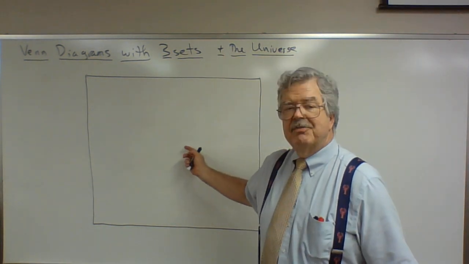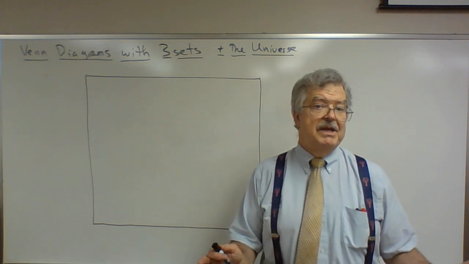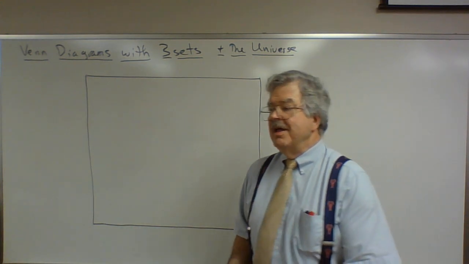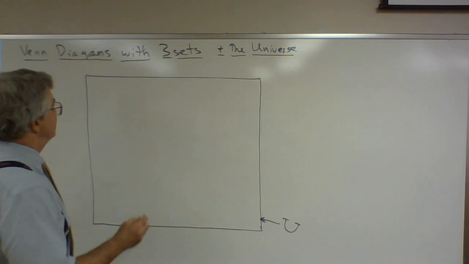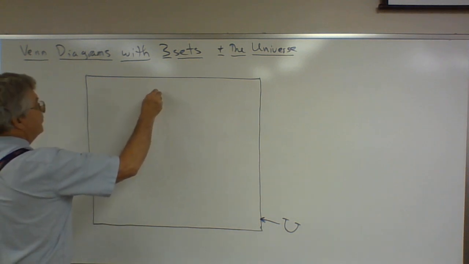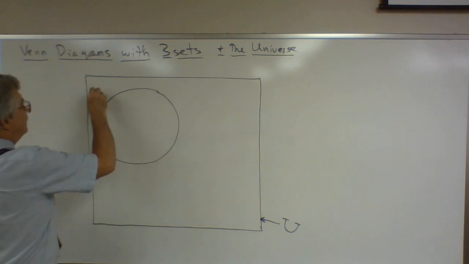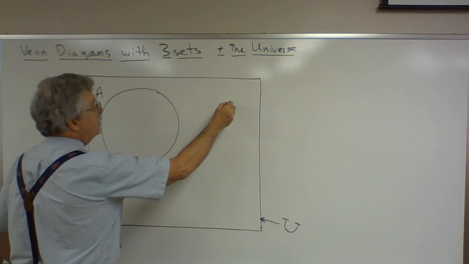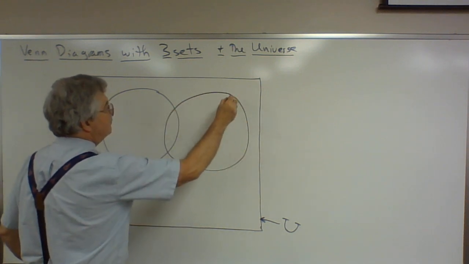In our universe, we're going to have three sets. We'll call them A, B, and C. Got to call them something, right? And each set will be represented by a circle. Here's set A. Here's set B.